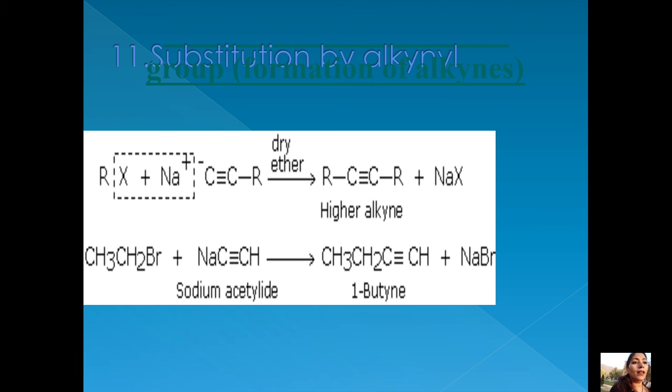Substitution by alkynyl group, formation of alkynes. What are alkynes? Alkane, alkenes, alkynes. We have gone through this thing. Alkynes means those which have the triple bond. The basic formula is CnH2n-2. Alkyl halide reacting with sodium acetylide, in presence of diether, gives the higher alkyne. We can increase the number of carbons. So CH3CH2Br and NaC triple bond CH, sodium acetylide, gives the 1-butyne.